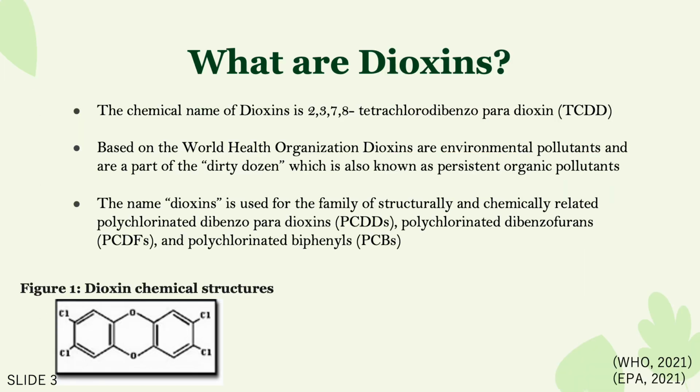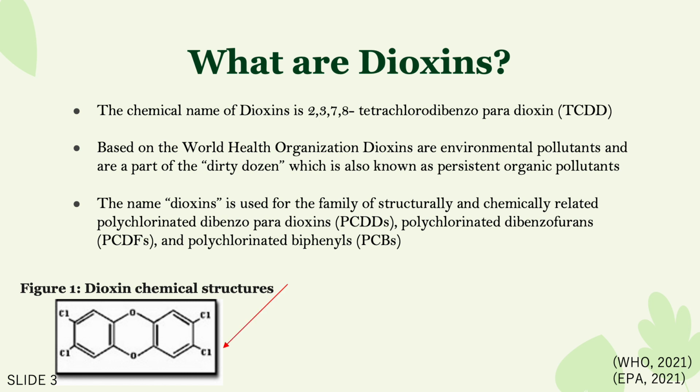As stated by the World Health Organization, the chemical name for dioxin is 2,3,7,8 tetrachlorodibenzopyridioxin. There are over 400 types of dioxin-related compounds, but only around 30 are considered to have significant toxicity, with TCDD being the most toxic. There are many different chemicals that exist within these families, but only those with chlorine atoms in certain positions are toxic, as seen in Figure 1.